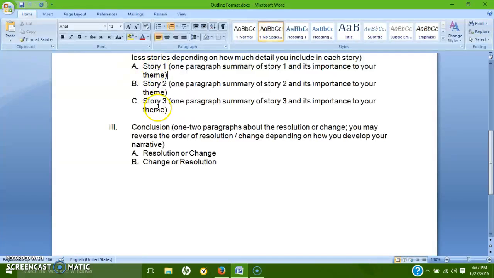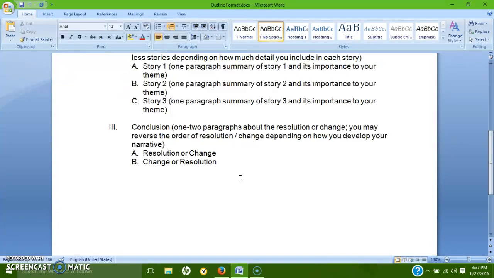So stories 1, 2, and 3, all different scenes, relate them back to the introduction, aka the theme. Your conclusion really should talk about the resolution or change that you've arrived at. How did these 3 instances that relate to a larger theme influence you or change you? Did you take 3 failures throughout your life, and did you learn something from those 3 failures?